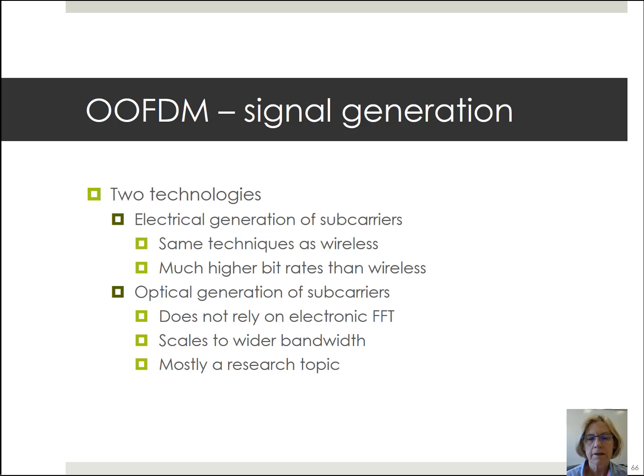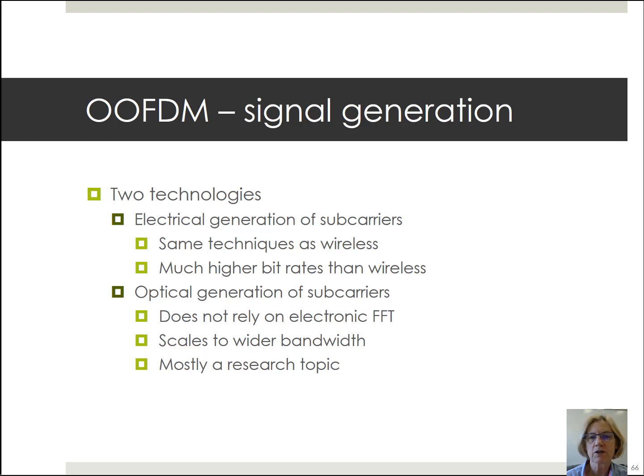So there are two technologies that are used for generating these signals, and I'll be talking about both of them today. So the first option is to use electrical generation of the subcarriers. So this is really the same technique that we saw being used in 5G. However, in the optical domain, the bit rates are much, much higher than those that we see in the wireless domain. So although the ideas are similar, the devices required to achieve these are much more demanding in the optical domain than in the wireless.